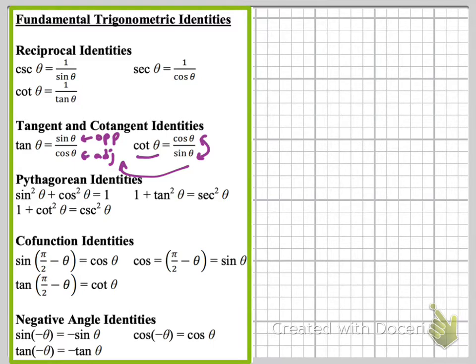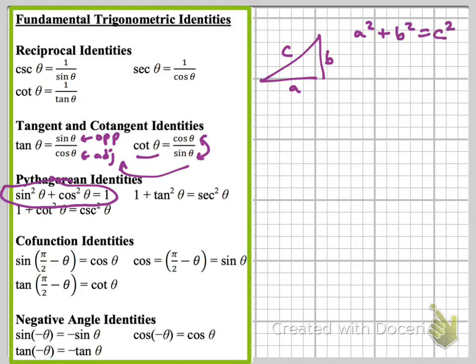Then we get into the Pythagorean identities. Well, these ones all sort of come from this one, which is, we all know that in a right triangle, a squared plus b squared equals c squared. The sum of the squares of the two legs equals the square of the hypotenuse.